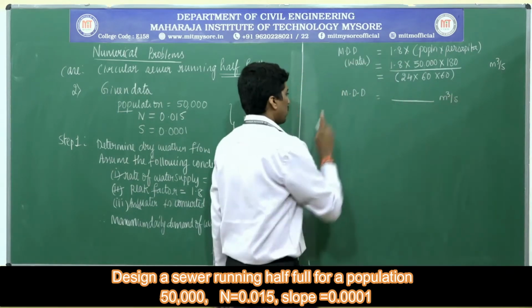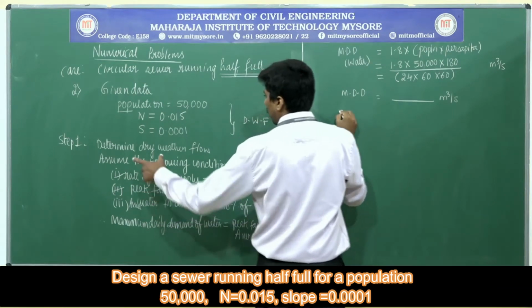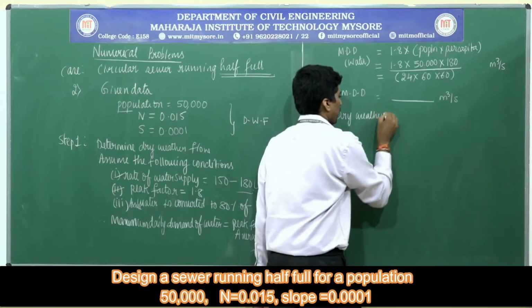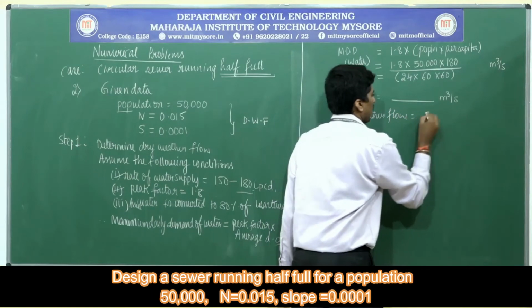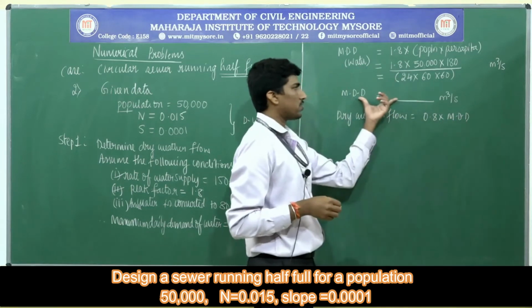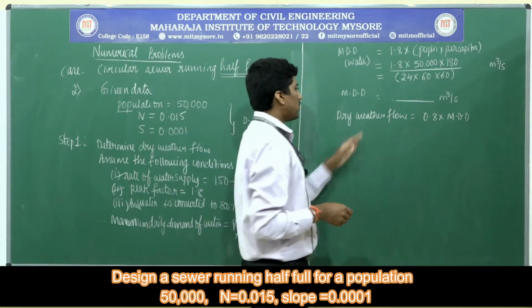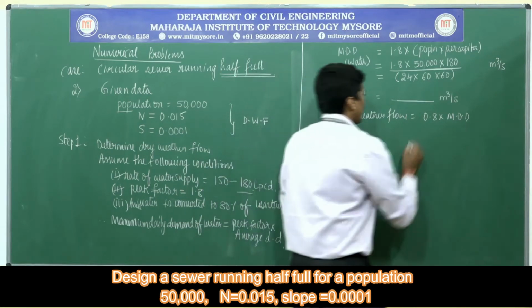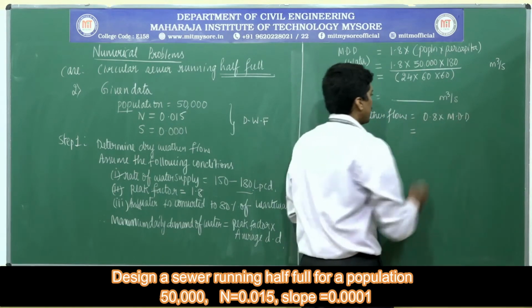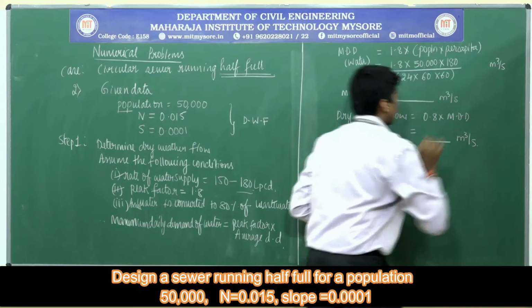Now, next thing, the hint I am going to give you. So, what is the dry weather flow? Dry weather flow is equal to 0.8 times the maximum daily demand. That means, of the water that has been utilized, 80% will be converted into wastewater, okay. That will give you the dry weather flow. So, whatever values we have obtained, if we multiply by 0.8, you are going to get the values in terms of meter cube per second.